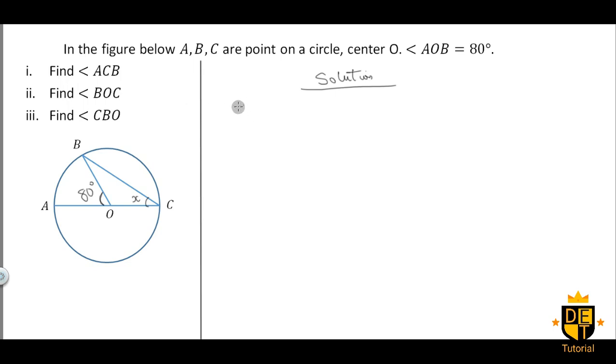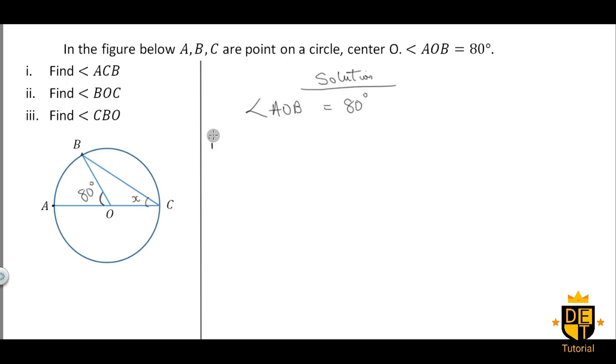So we are given angle AOB to be equal to what? 80 degrees. So if you look at this circle, you would discover that this is an arc from point A to point B. And in this arc, we have two major angles. We have one angle at the center, which is 80 degrees, and we have another angle at the circumference, which is your angle ACB. And I named that angle as X.